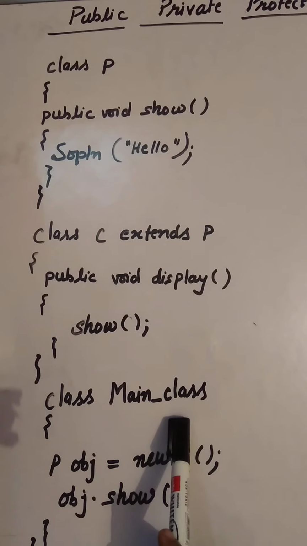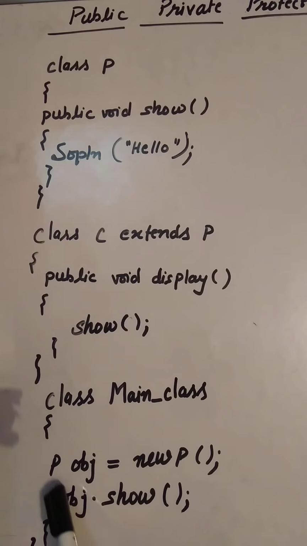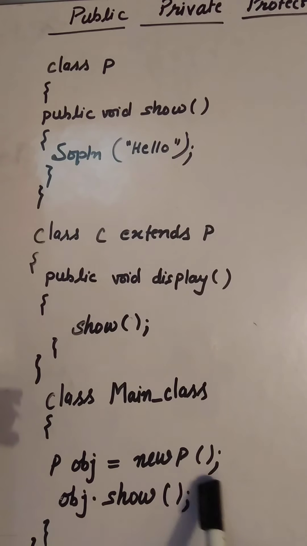Next is the main class. In this main class I am creating the object of P class, not C class. I am creating the object of the parent class. Okay, and here I am calling the function obj.show.